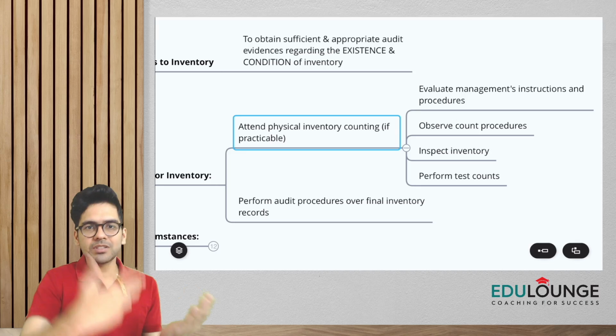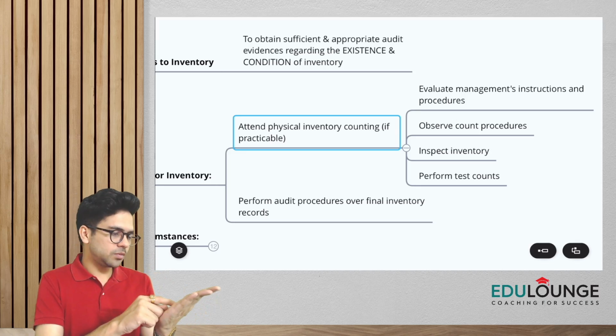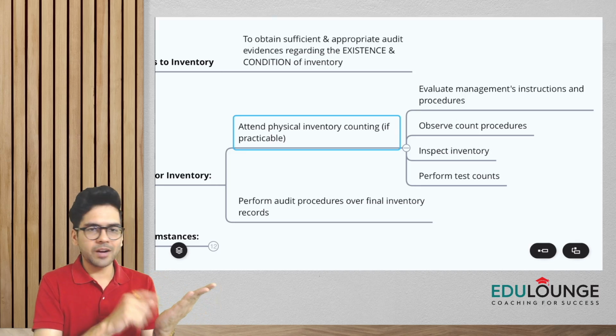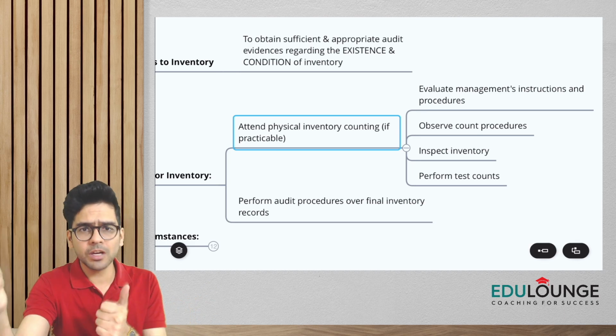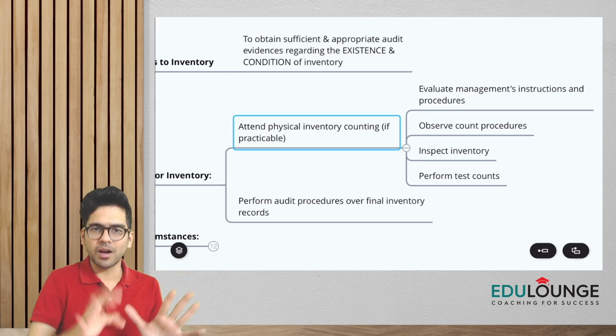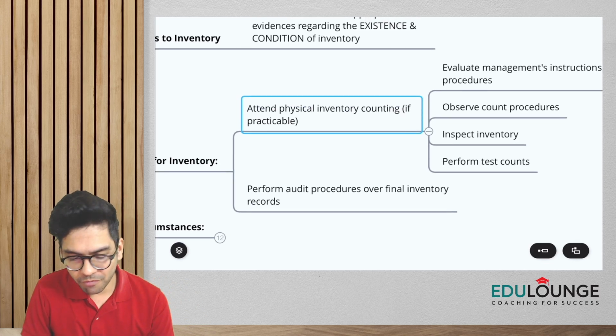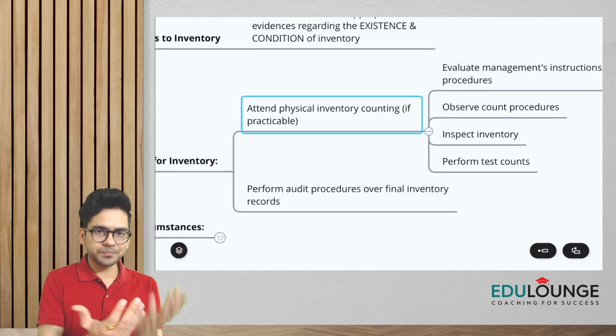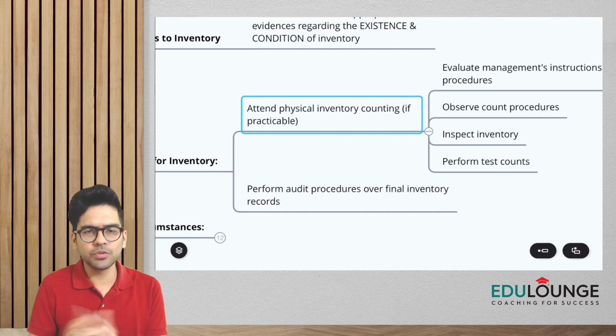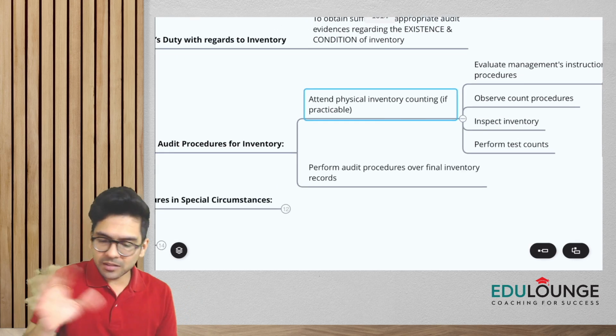And then when we do a physical verification, we do the matching. Oh, this medicine, they say in the books it's 100 quantities, actually how much is there? So we are going to count, oh, it's 100, then we put a tick mark, right? So ultimately, what is it that we do? We perform audit procedures over final inventory records. So that means we match it, okay, to the stock statement. Anyways, this was very simple.